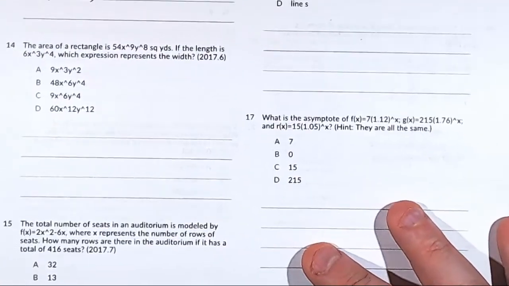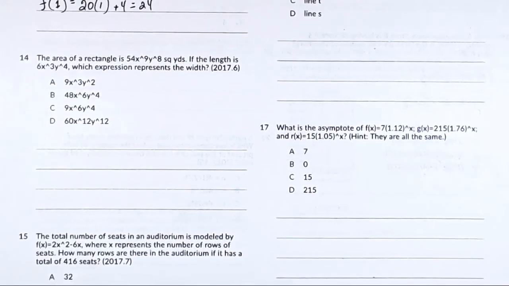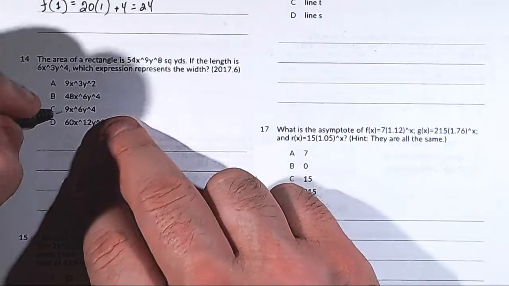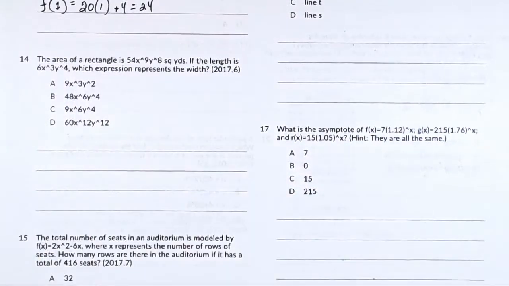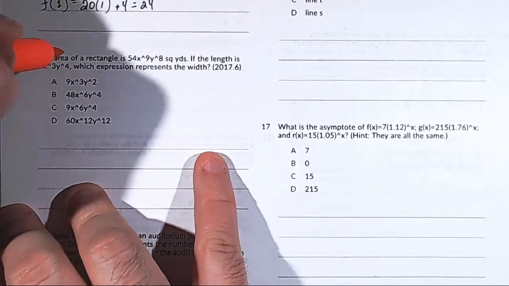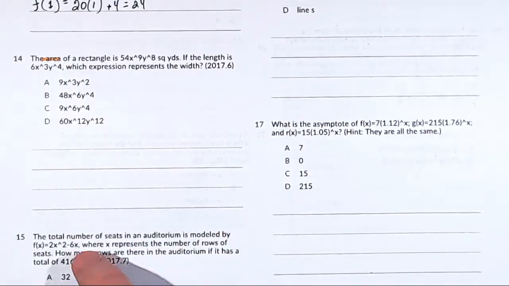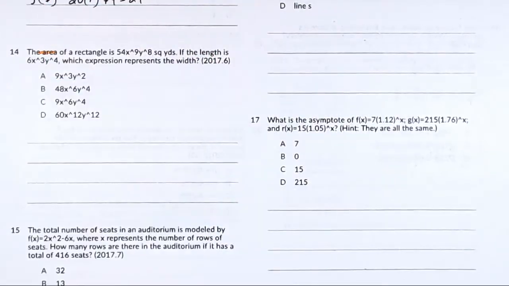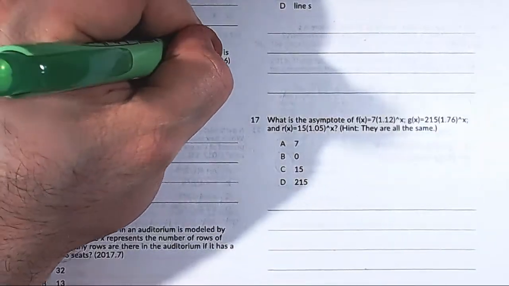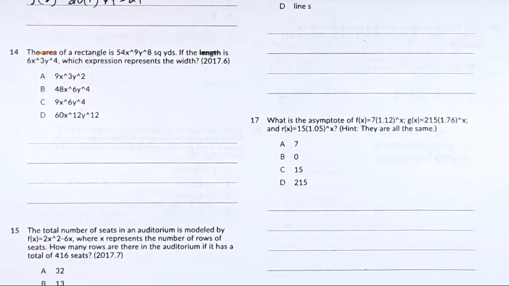Number 14. The area of a rectangle is 54x to the 9th, y to the 8th square yards. If the length is 6x to the 3rd, y to the 4th, which expression represents the width? Okay, so remember, it's giving us something. It's saying the area is equal to 54x to the 9th, y to the 8th. And then it gives us the length. So it gives us the length and the area.